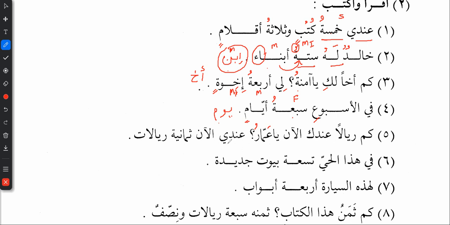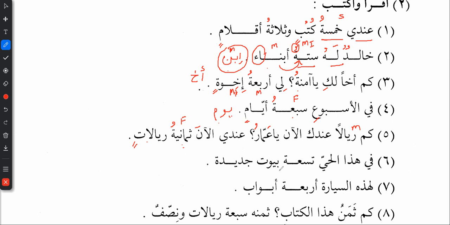Indi, so the zarf is before, our jumla is shibh jumla. Indi al-an thamaniyatu, late mubtada, riyalatin. So if you see this, you will say that it's feminine. So you will put a male number, but go back, you will see it's riyal. It's a male noun. So the number is feminine.